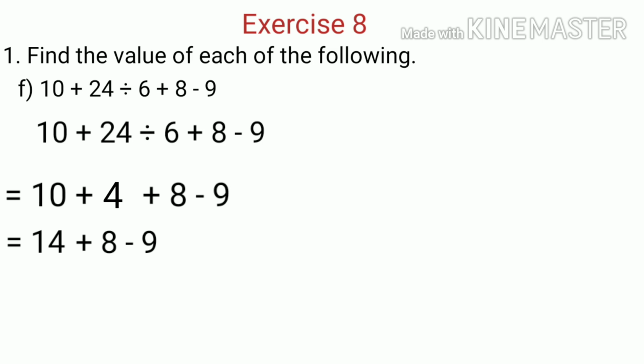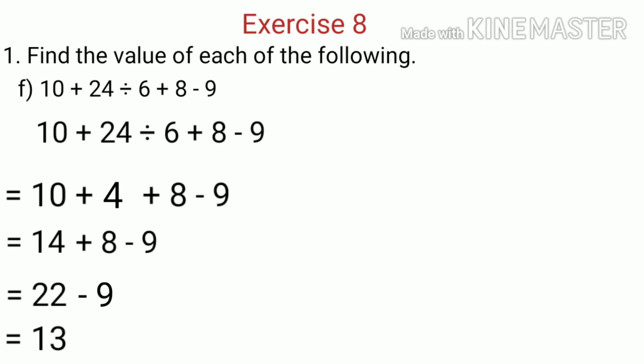This expression also involves addition and subtraction. So according to the rule, we will do the addition first. That is, we will add 14 and 8. When we add 14 and 8, we get 22. So the expression is 22 minus 9. Now we will subtract 9 from 22. And when we subtract 9 from 22, we get 13. So 10 plus 24 divided by 6 plus 8 minus 9 is equal to 13.